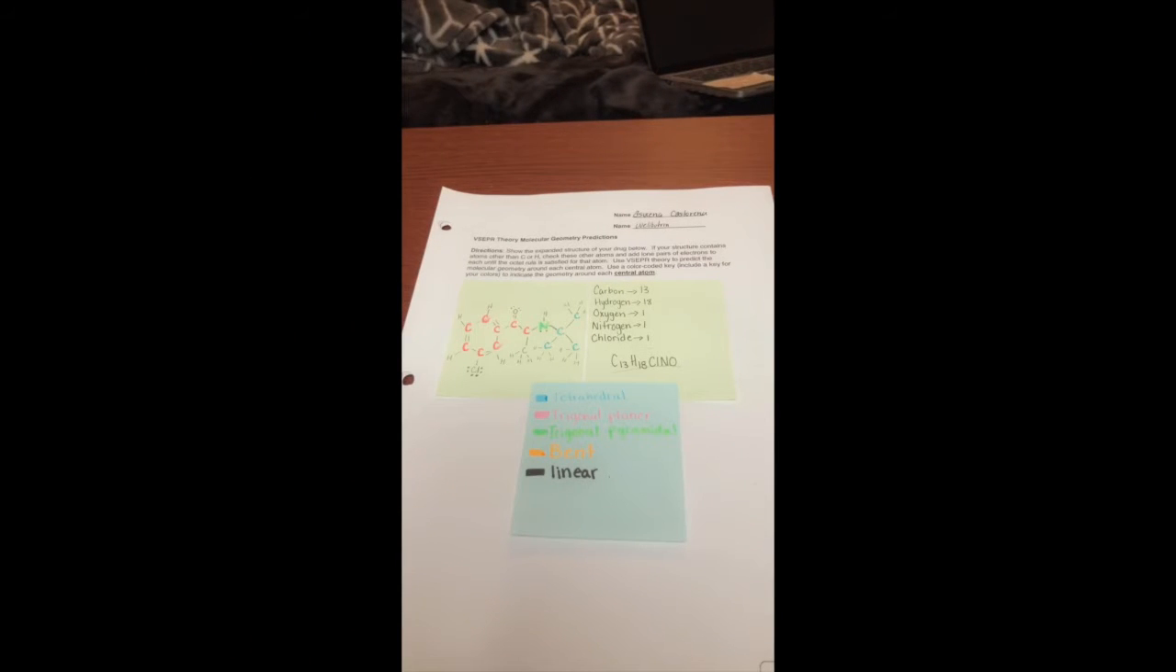VSEPR theory, molecular geometry predictions, directions. Show the expanded structure of your drug below. If your structure contains atoms other than C or H, check these other atoms and add lone pairs of electrons to each until the octet rule is satisfied for that atom. Use VSEPR theory to predict the molecular geometry around each central atom. Use a color-coded key, include a key for your colors to indicate the geometry around each central atom.